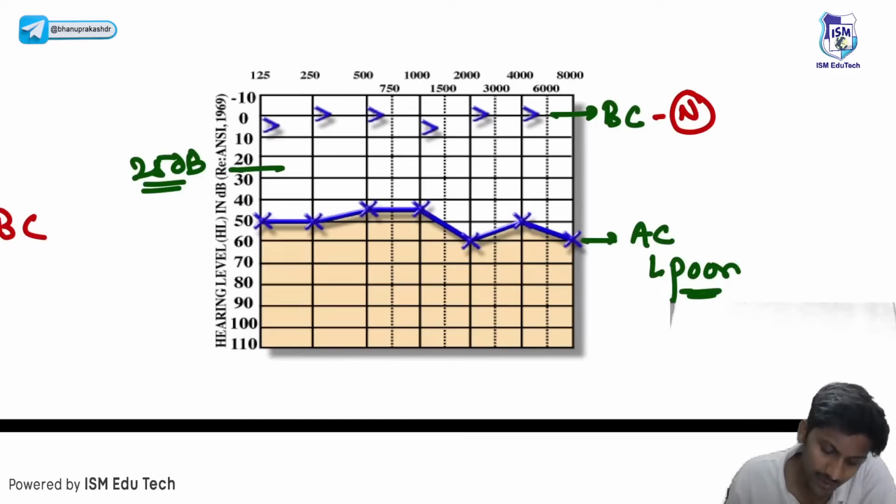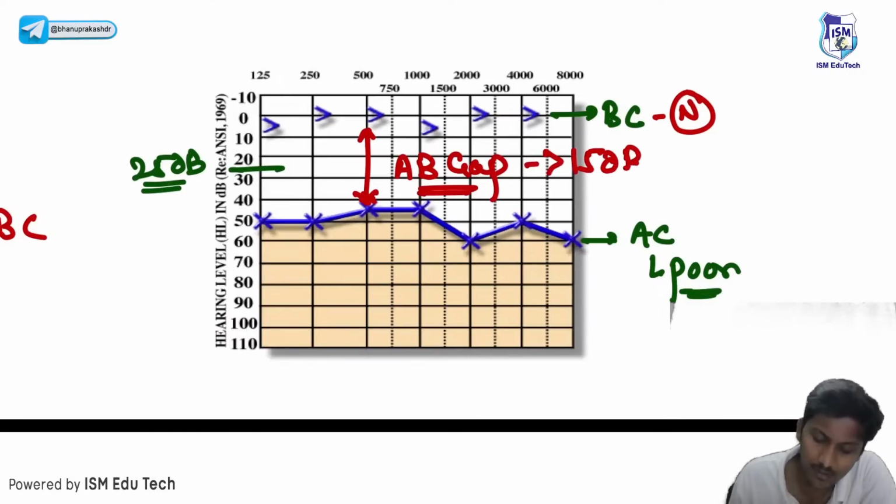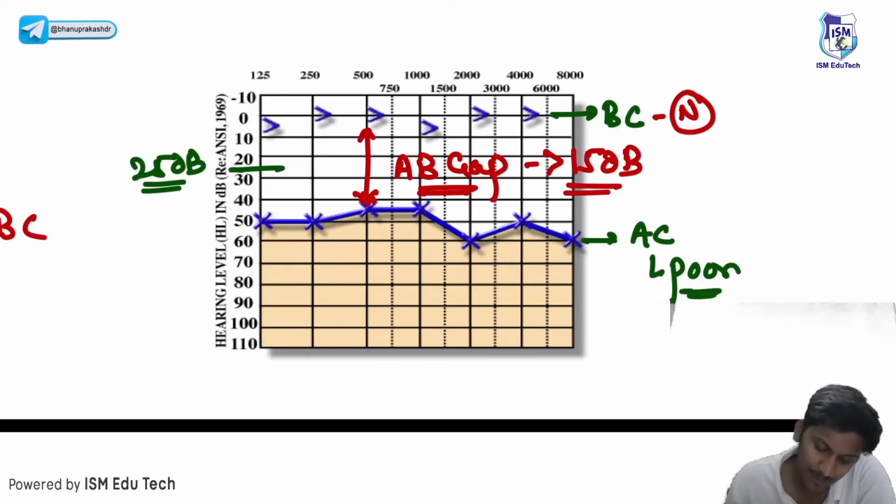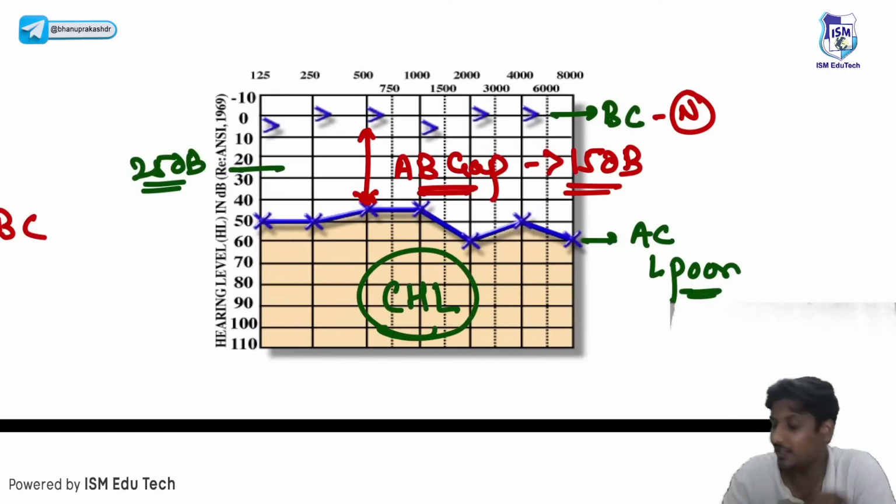And what you are able to see is that between air conduction and bone conduction, there is a significant gap. That significant gap is known as the AB gap, which will be more than 15 decibels. So if the air conduction is poor, bone conduction is normal, and AB gap is present, this is a case of conductive hearing loss.